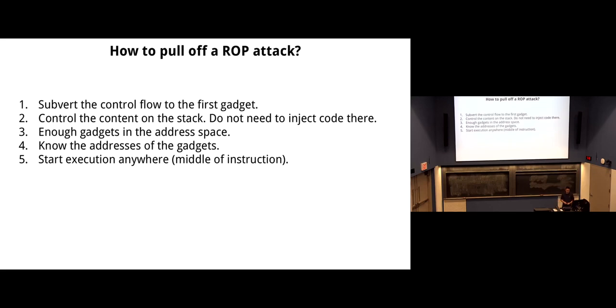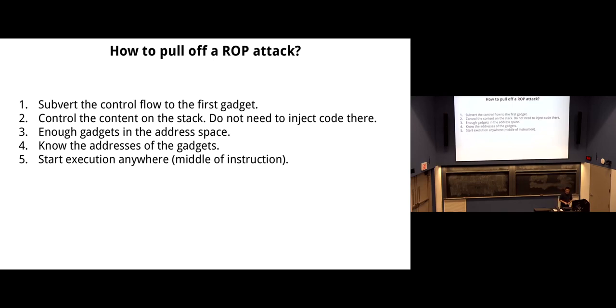Third, there must be enough gadgets in the address space. If there are not the gadgets you want, you cannot chain them together to do what you want. But we said that libc alone already gave us something like 100,000 gadgets, which can do a lot of things. Then we need to know the address of the gadgets, because we put the address there and jump to it. We need the address. That's very important.